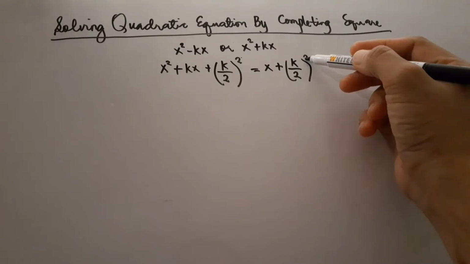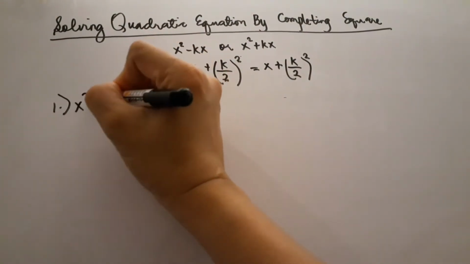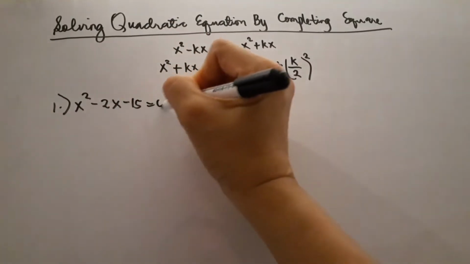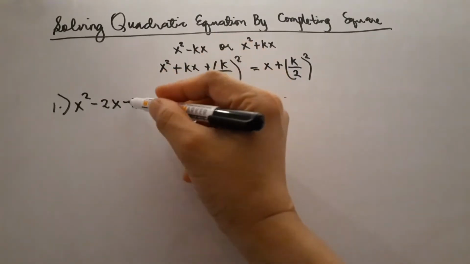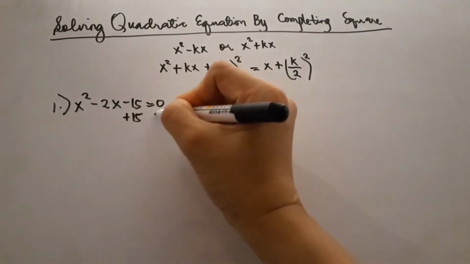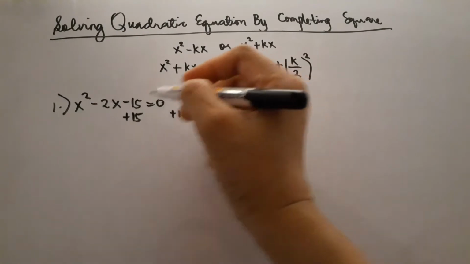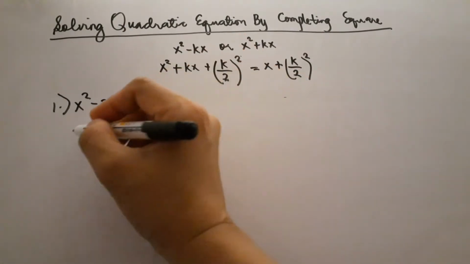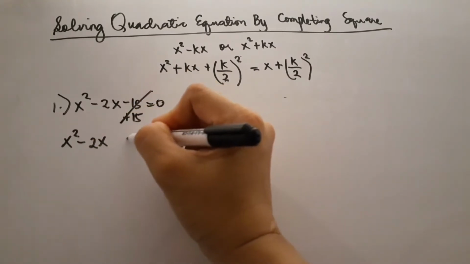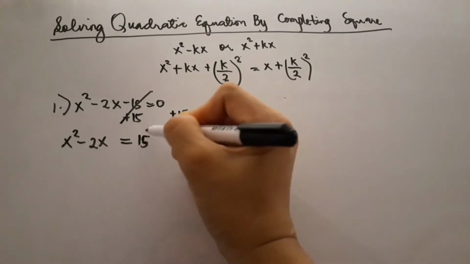Then let's see the example. x squared negative 2x negative 15 is equal to 0. To isolate the constant term, which is 15, we add positive 15 to both sides. Then it cancels out and becomes 0. The remaining is x squared negative 2x is equal to positive 15.